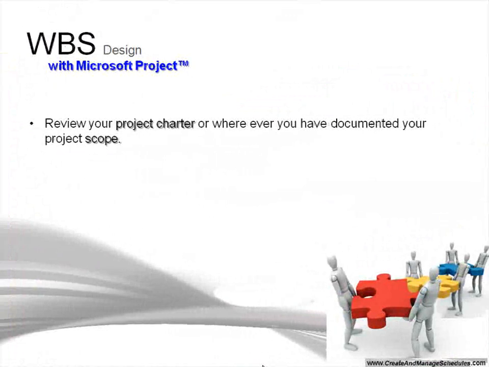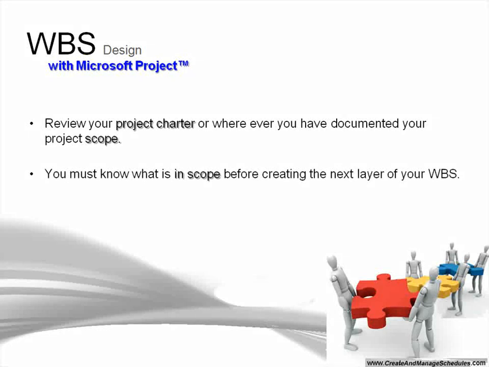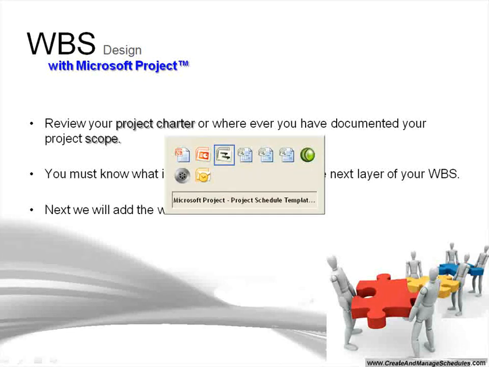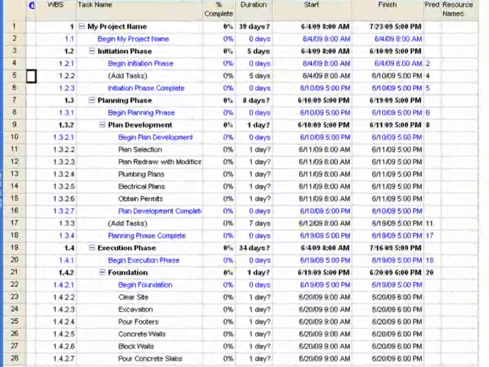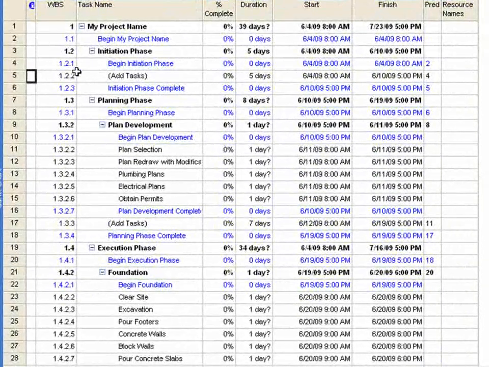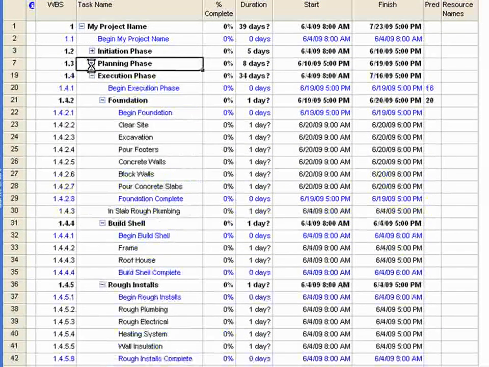Review the project charter, where you have documented your project scope. Know what is in scope before you start creating the next layer of your work breakdown structure. So next we'll add the work deliverables. So let's go to our project schedule, and I've created a schedule with deliverables in it. Where is it? Here we go. So here's an example. We have the work breakdown structure column added in. Let me just collapse this so it's easier to see.